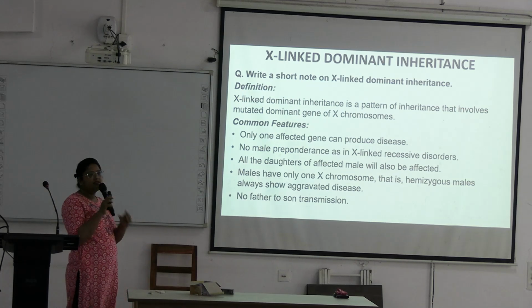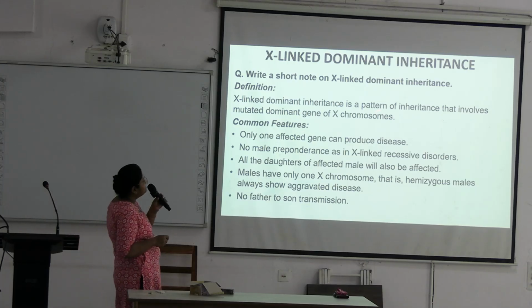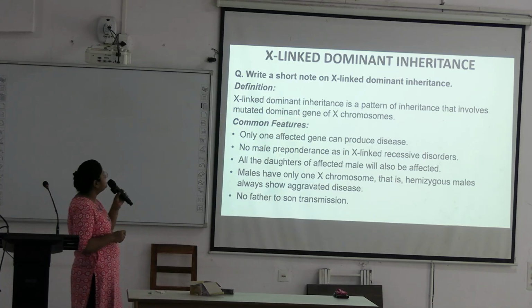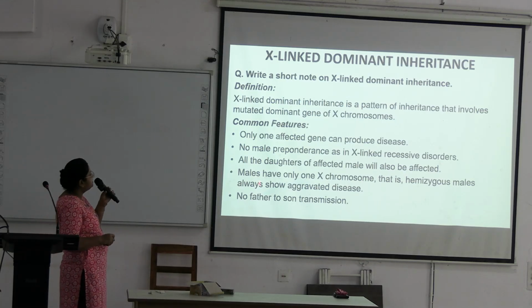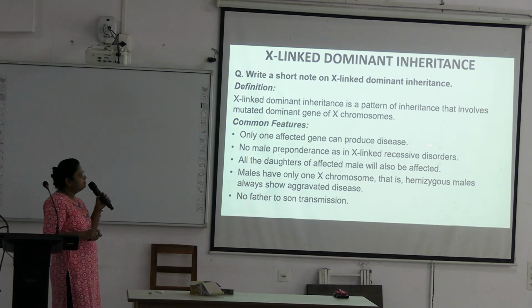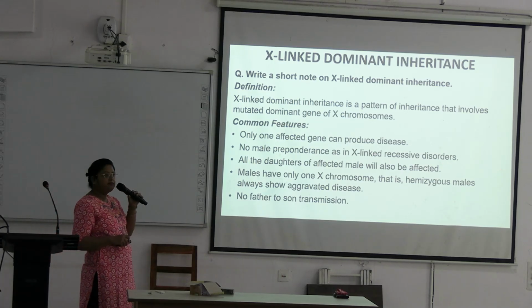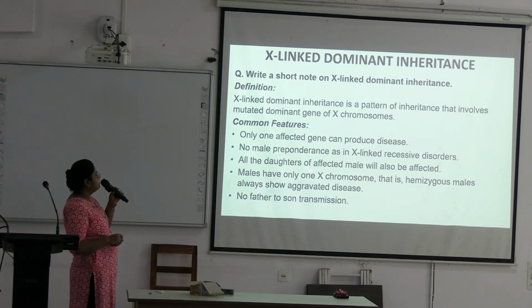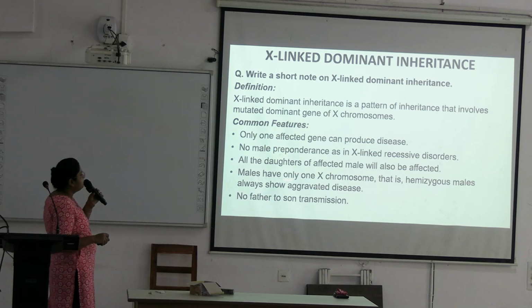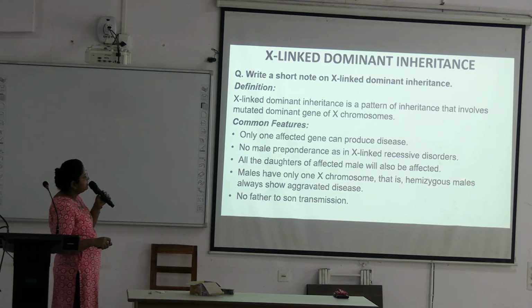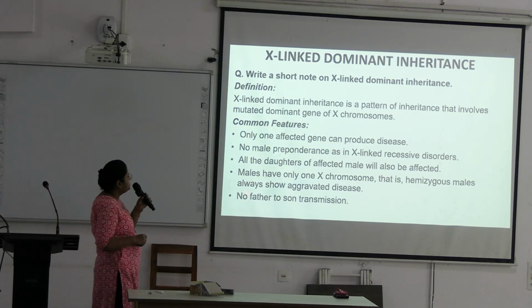Next we are going to X-linked dominant inheritance. X-linked dominant inheritance is a pattern of inheritance that involves a mutated dominant gene on the X chromosome. These are the common features. Only one affected gene can produce the disease. No male preponderance as in X-linked recessive disorders. All the daughters of the affected male will also be affected. Males have only one X chromosome, and hemizygous males always show aggravated disease.